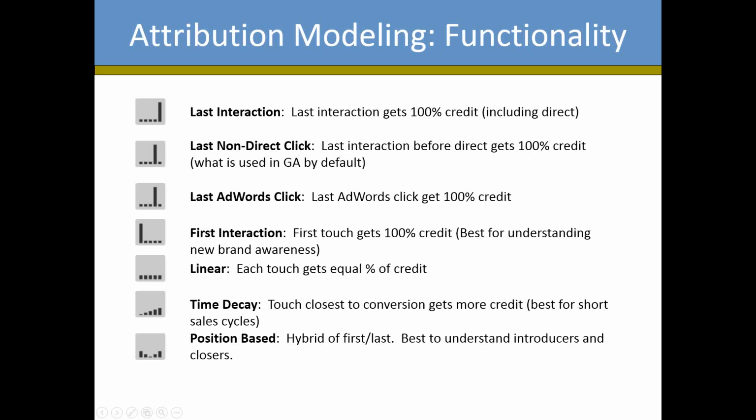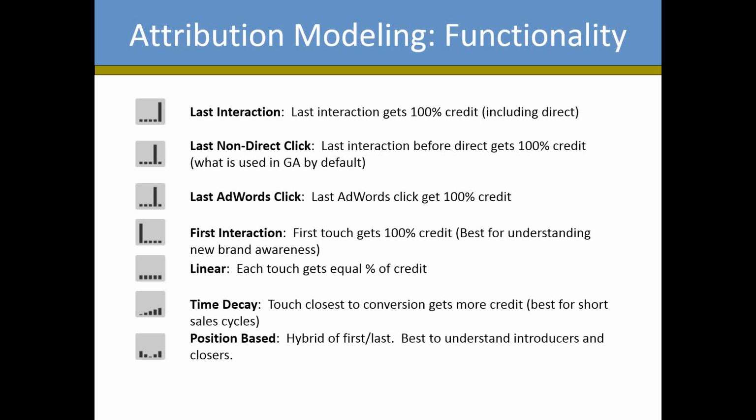Like I said, first interaction, we talked a little bit about, gets 100% of the credit, and that's the most valuable when you're trying to drive brand awareness, and where that value might be super valuable to understand the long tail of things. Linear is really about giving equal credit to each thing across, so you're not overvaluing something.